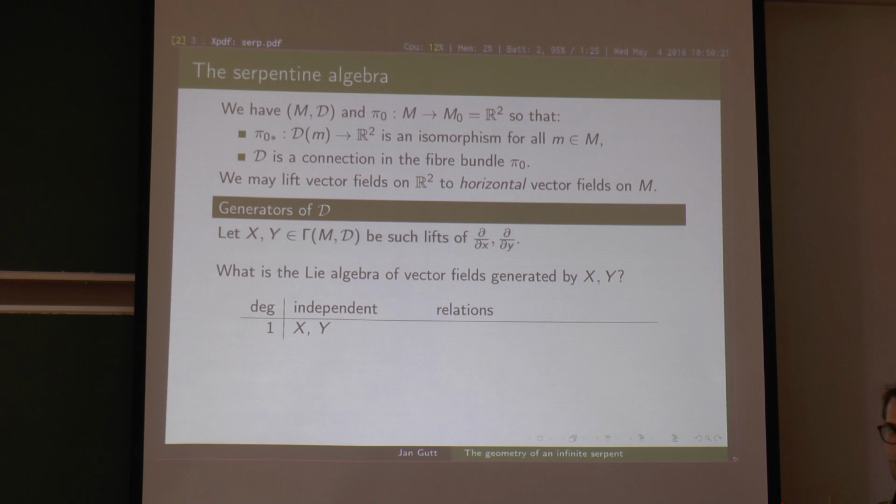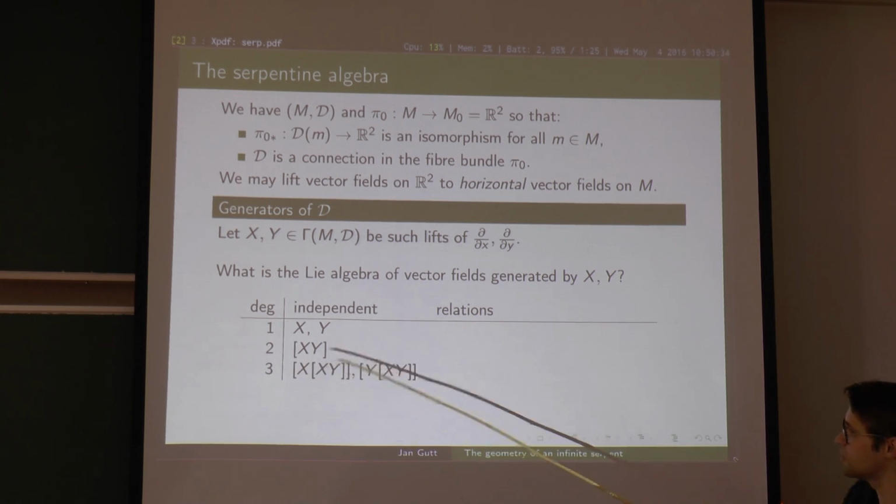Now I'm going to take commutators. In degree 1, that means no commutators taken, I have x and y. Now I have the commutator of x and y, there's nothing more I can do with that. Then all I can do is commute it with x or y, nothing further.